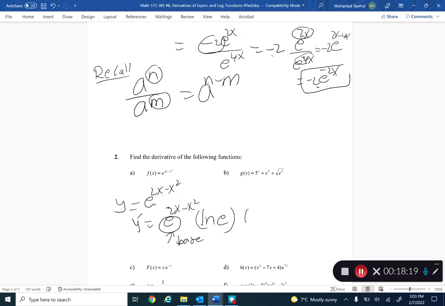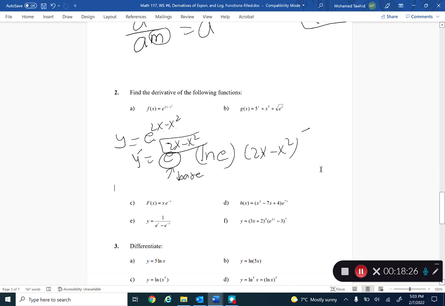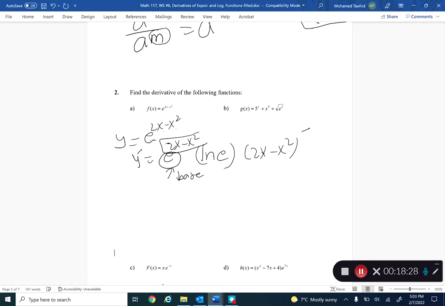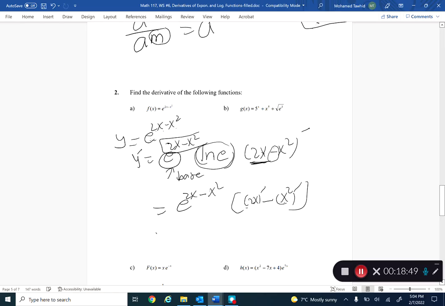And then I have to multiply by the derivative of what here? The exponent. What is my exponent? 2x minus x squared. I have to take the derivative of this. Then what do you have? You have e to the power 2x minus x squared. ln e here is 1. Now, what is the derivative of the exponent? What do you have in the middle? Minus, which means you take the derivative of the first term minus the derivative of the second term. I'm taking the derivative term by term. So you have 2x minus x squared.